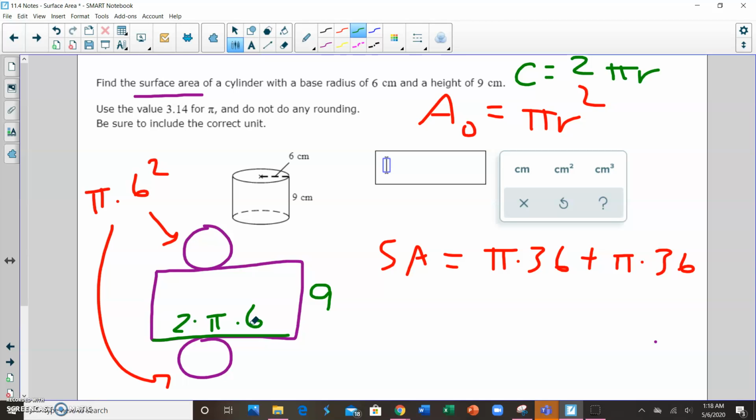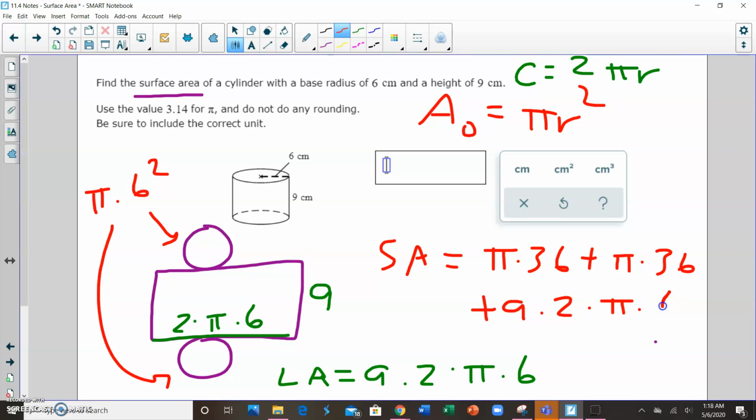So that means that my lateral area is going to be 9 times 2 times pi times 6. So therefore, my surface area is going to be 36 pi plus 36 pi plus 9 times 2 times pi times 6. And then they tell you to go ahead and put it in the calculator, not really a fan of this, but it's okay.